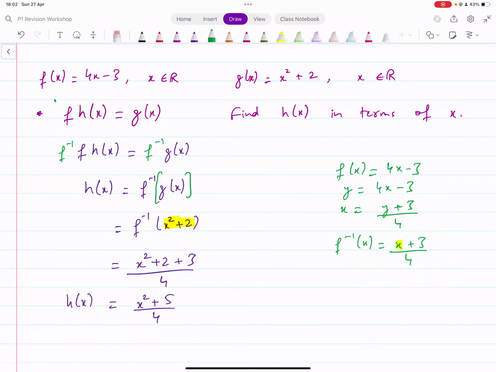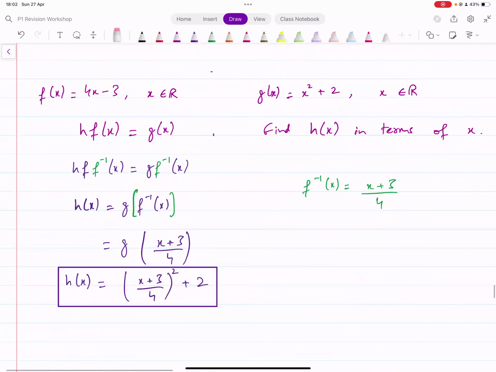Now, in this case, it was f h equal to g. It could also be reversed. So what if we had h f of x equals g of x? What do you do in this case? Again, if you had to find the function h of x from this, you want to get rid of f from this side. How do you do that? How do you get rid of this function f?